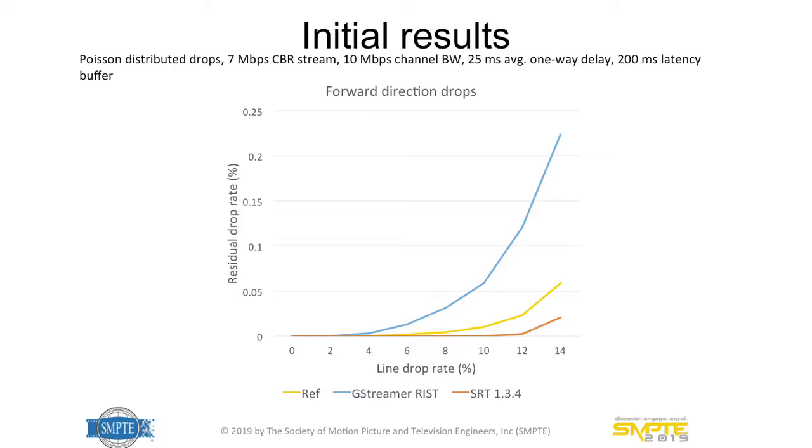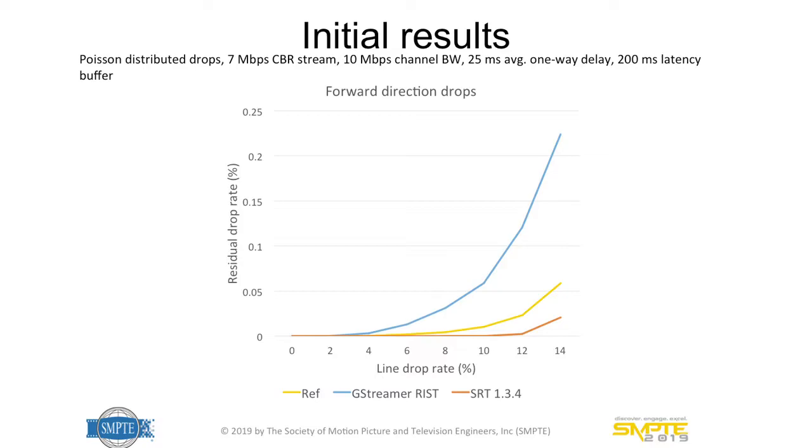But it's more interesting to look at the bursty drops. So as a first chart, first let's have a look at the axis here, because this one will return several times. On the x-axis, you have the line drop rate. That is the drop rate enforced by the impairment device. And that is long-term averages.